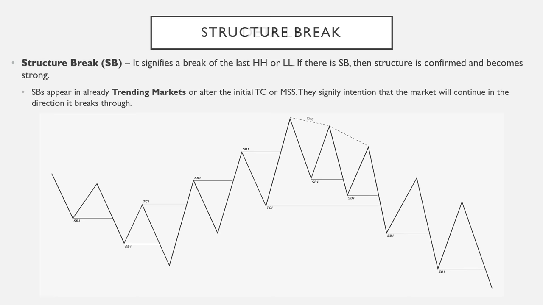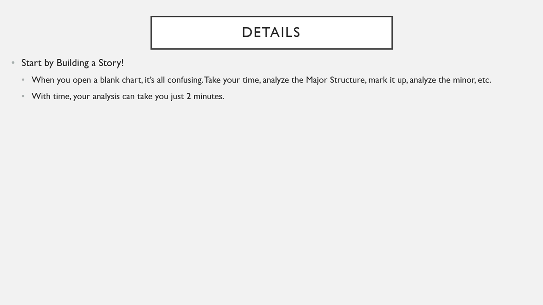So we're going to be wrapping it up. Some details: always build a story, right? When you open your chart, it's all confusing. You see lots of things. Take your time, analyze the major structure, mark it up, mark your higher lows and higher highs, mark your strong structure, mark your PD ranges, and build a story, right? And with time, you can just make your analysis in under 2 minutes. Personally, when I look at the charts, it takes me like 30 seconds to have a look at what is happening, okay? You will also see TCs everywhere.